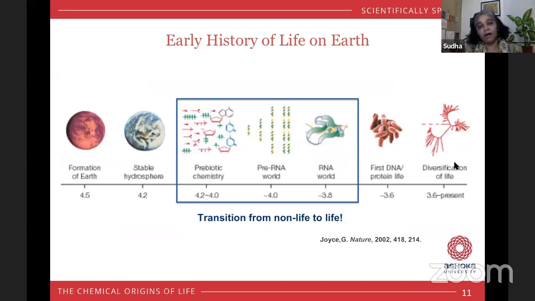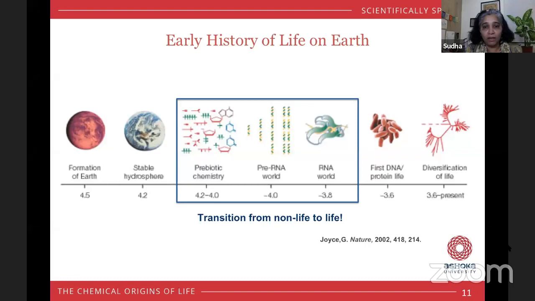Yeah, so maybe Debayan would be interested in understanding when these processes might have happened back on the early Earth. So here is a timeline of the early history of life on Earth. This is a little dated because you can see that it's from 2002, and since then we have learned a lot more, but this is reasonably accurate for all practical purposes. And what am I showing here?